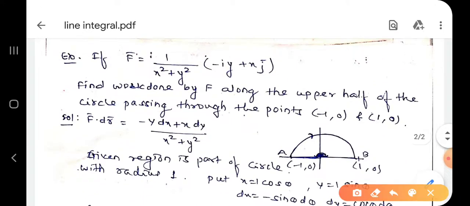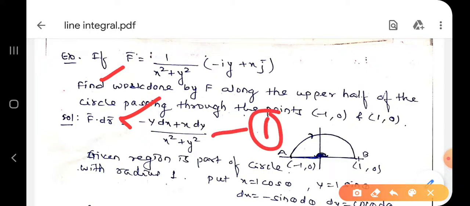Here f bar is given. From that f bar, find f bar dot dr bar. Remove i, j and take dx, dy. So here I get (minus y dx plus x dy) upon x square plus y square. This is my equation number 1, f bar dot dr bar.